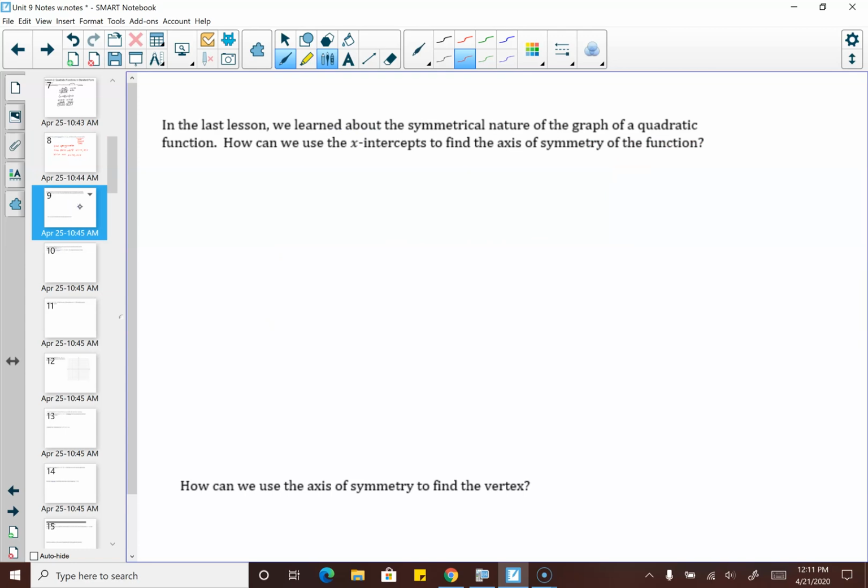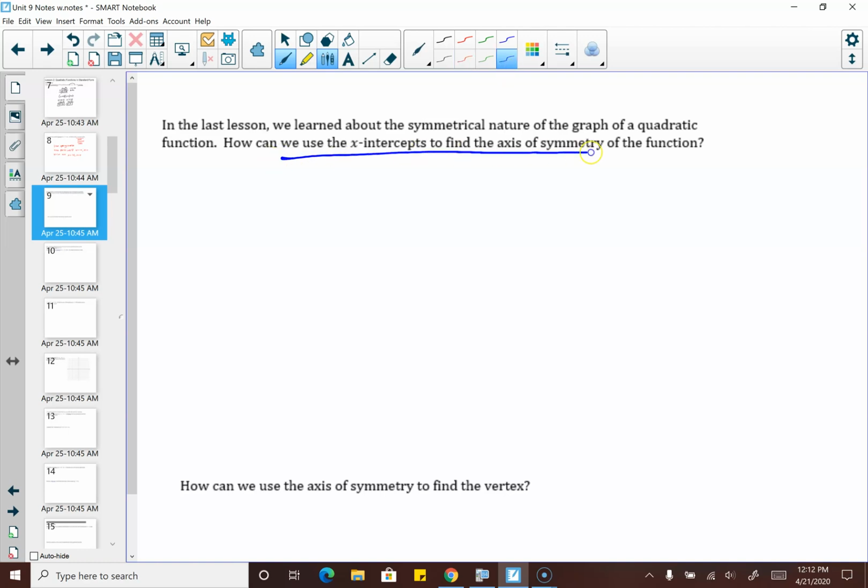So in the last lesson, we learned about the symmetrical nature of the graph of the quadratic function. Remember, we drew the axis of symmetry down the middle. It kind of made it the same on the left-hand side as it was on the right-hand side. So how can we use the x-intercepts to find the axis of symmetry of a function?